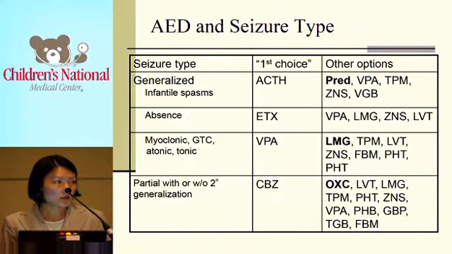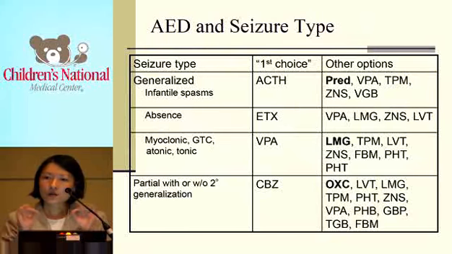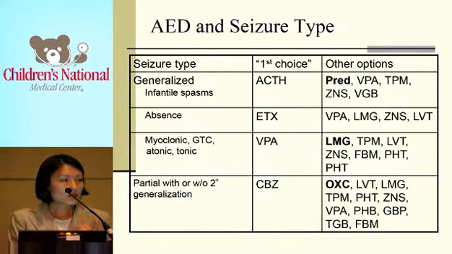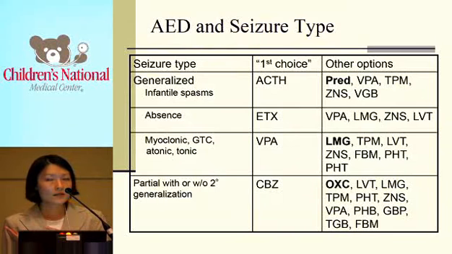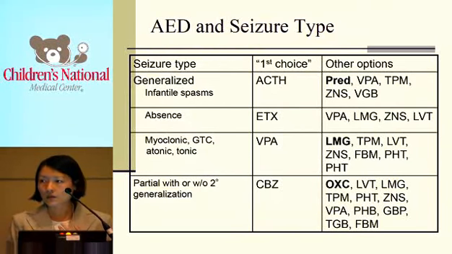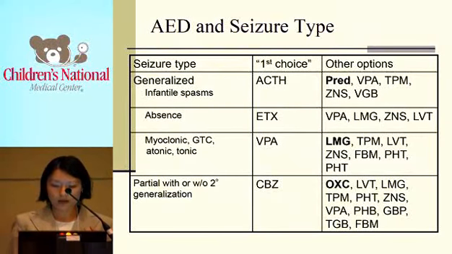For partial onset seizures, I would think about carbamazepine. So in general, for primary generalized seizures, I would think about valproic acid, I would think about lamotrigine, Lamictal, I would think about levetiracetam, Keppra. Otherwise, in partial onset seizures, I would think about carbamazepine, Tegretol, or oxcarbazepine, Trileptal.